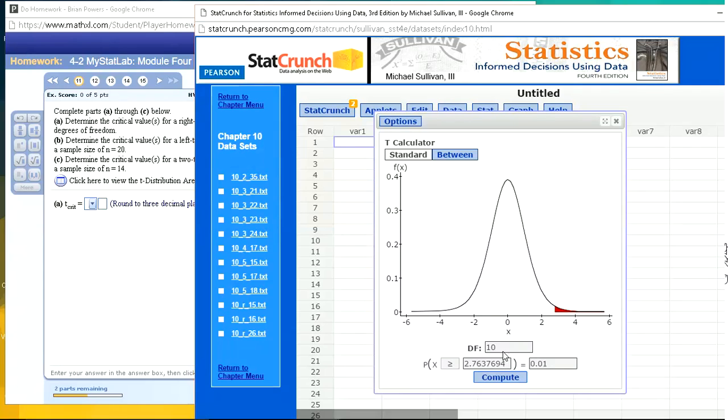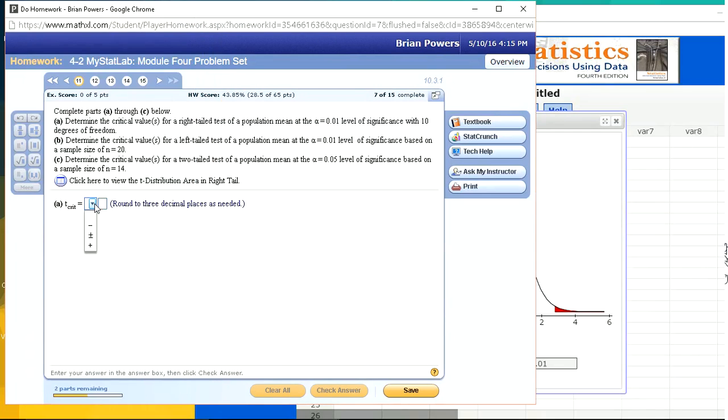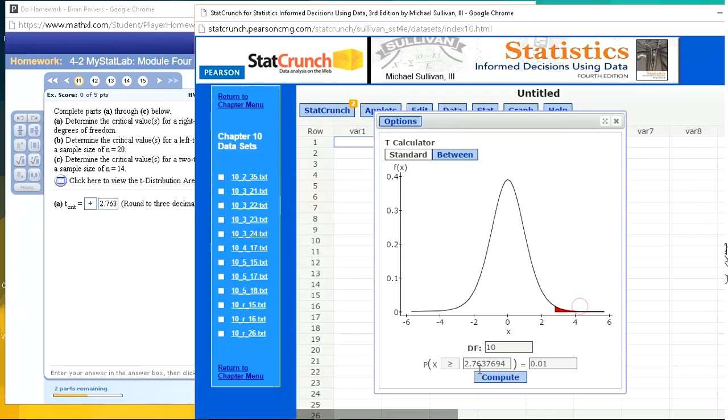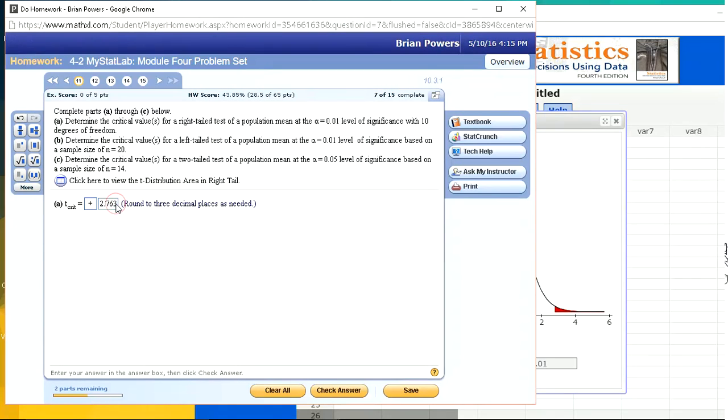There we go. Look at that. We have the critical value right here. It's 2.763, and it's positive. 2.763, 3 decimal places. Let's just make sure. 2.7637. Oh, we actually want to round that up to 2.764. Excellent. Okay, so part B, critical value for a left-tailed test, same significance level, and a sample size of 20.